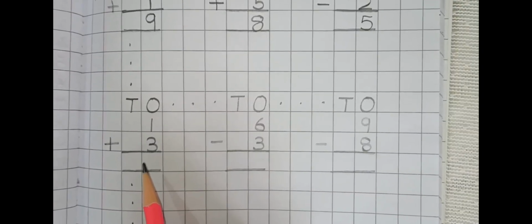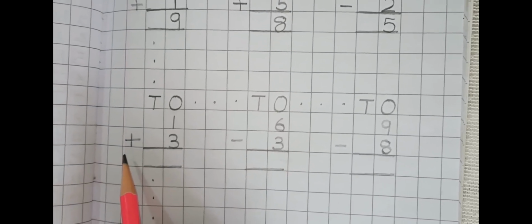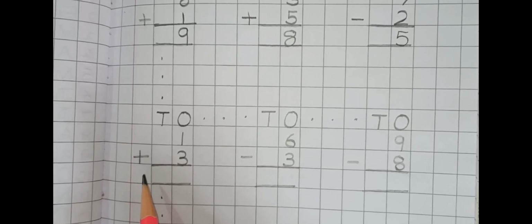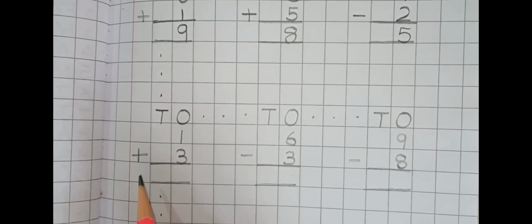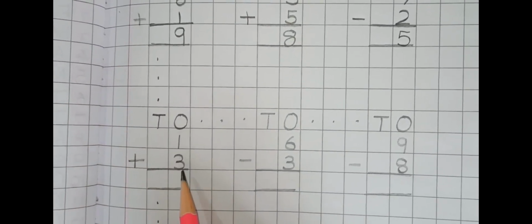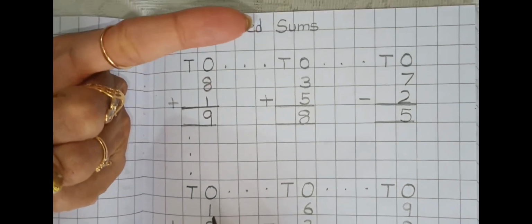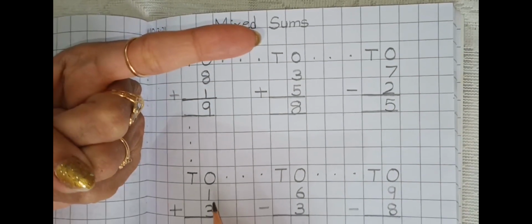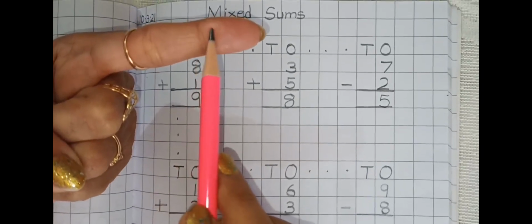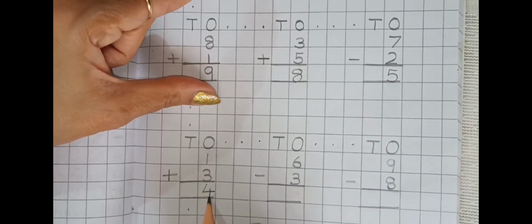Now next sum. First we have to see the sign. This is the sign of addition. So which number do we have to keep in our head? Yes, we have to keep the bigger number in our head. So we'll keep this 3 in our head and we'll take out the fingers for the smaller number, which is 1. So 3 in our head. After 3, 4. So the answer is 4.